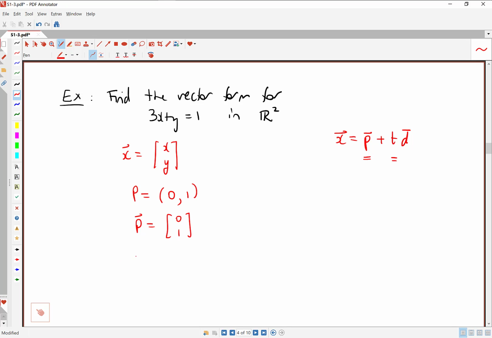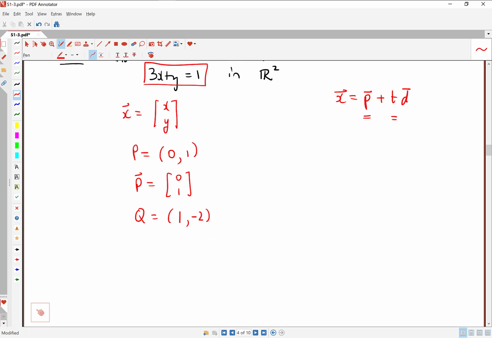Okay, so what we need now is a second point on the line. So choose your favorite x value, let's say x equals 1, sub that into our general form here, and just solve for y. So that would force y to be -2. Okay, now that we've got 2 points on the line, we can build this little direction vector d by just looking at the vector that runs from P to Q. So think Q minus P, and we'd have (1, -3).